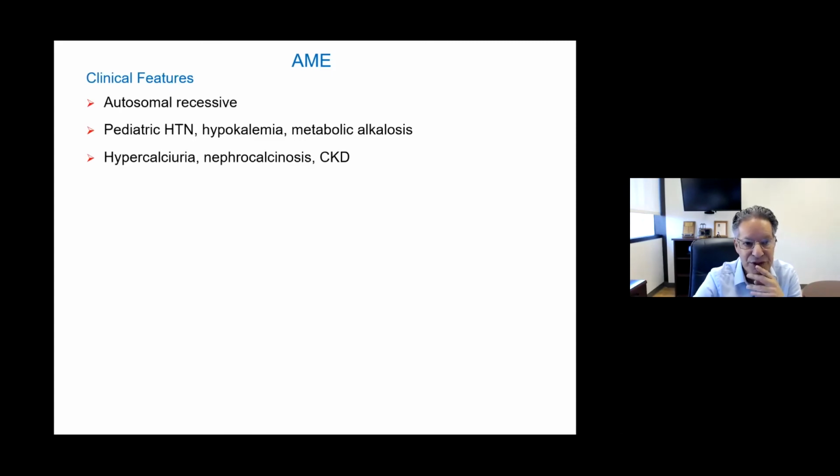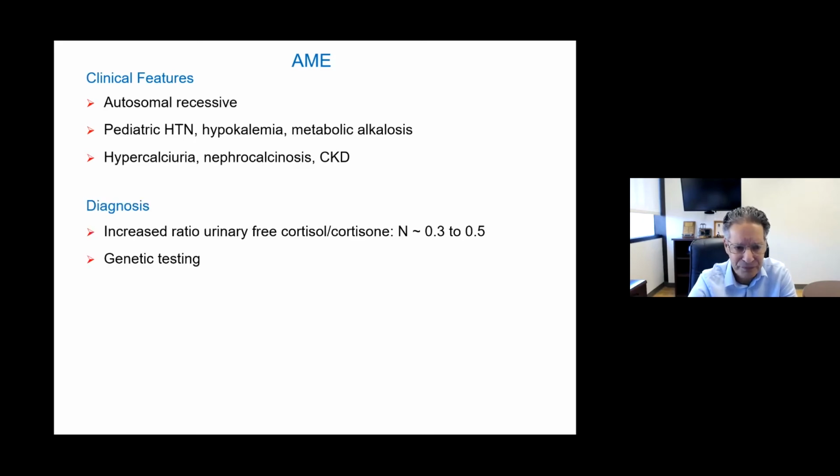So what are the features? It's autosomal recessive. It tends to occur in pediatrics. They present with hypertension, hypokalemia, metabolic alkalosis. For some reason, they get hypercalciuria also, and nephrocalcinosis and CKD. It's not well understood. Maybe from the volume expansion, not clear.